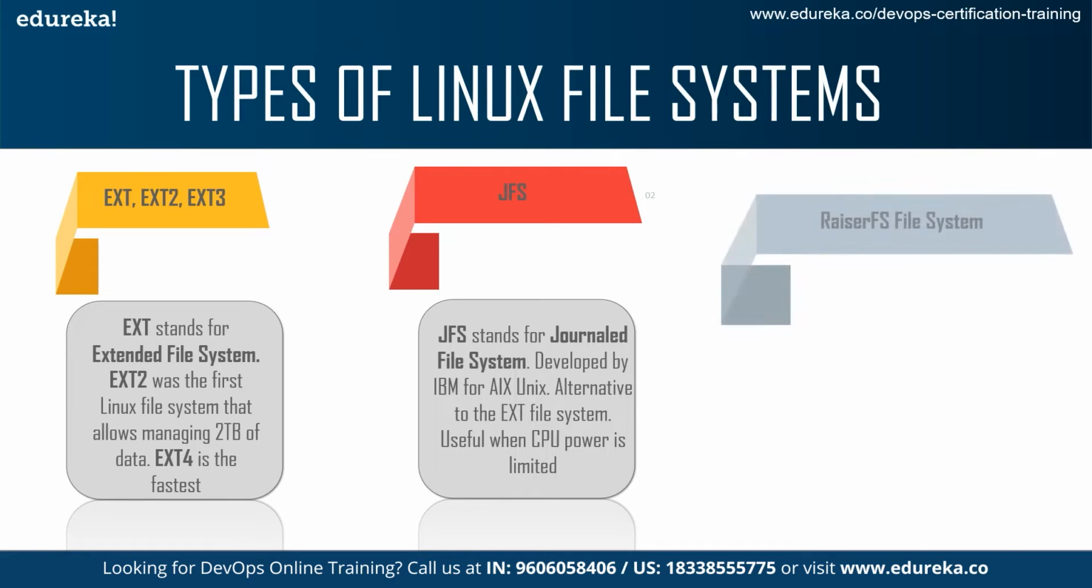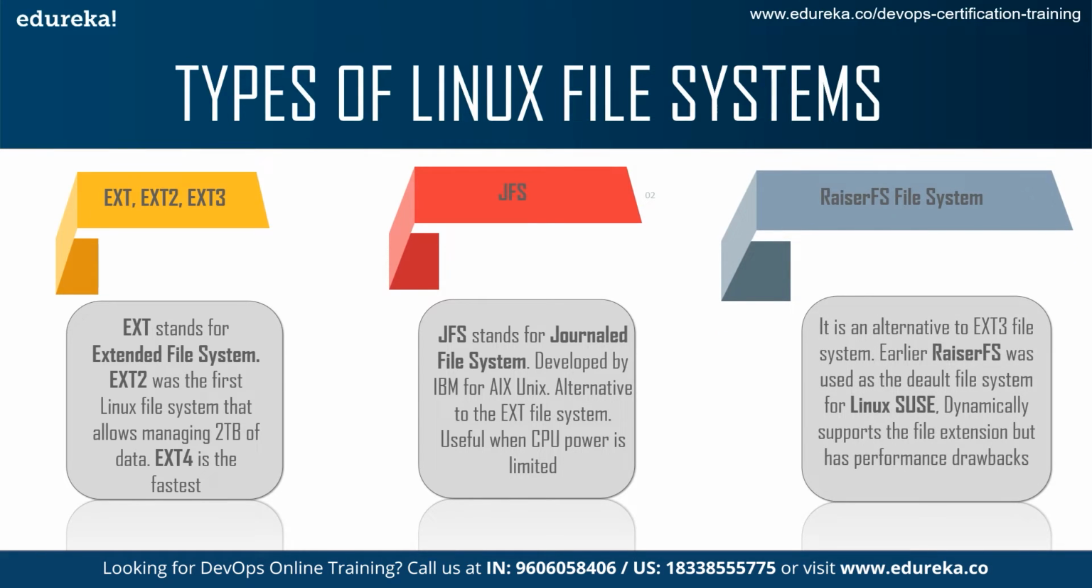The third kind of file system that you have is the ReiserFS file system. So earlier, ReiserFS was used as a default file system for Linux SUSE, but now they shifted to ext3. But what ReiserFS does is that it dynamically supports file extension but has certain performance drawbacks, which is why now people have again moved back to ext3 from ReiserFS.